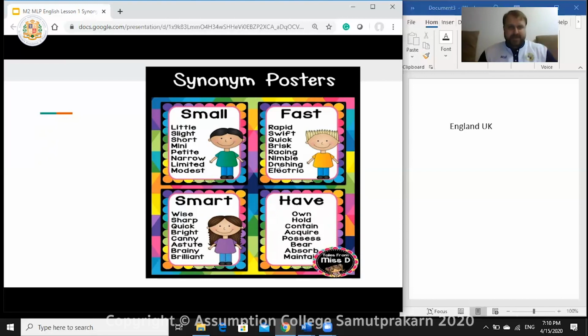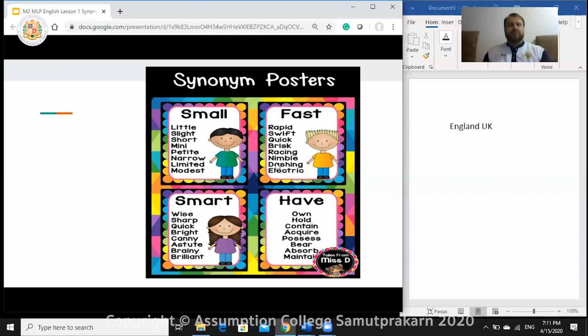Small and little, they have the same meaning. Other ones: slight, short, mini, petite, narrow, limited, and modest. Okay, let's read them again, and you can read them out loud after I do.